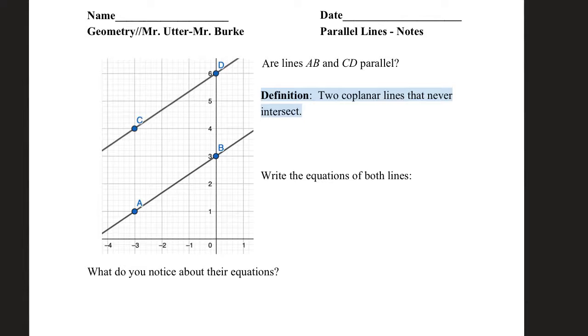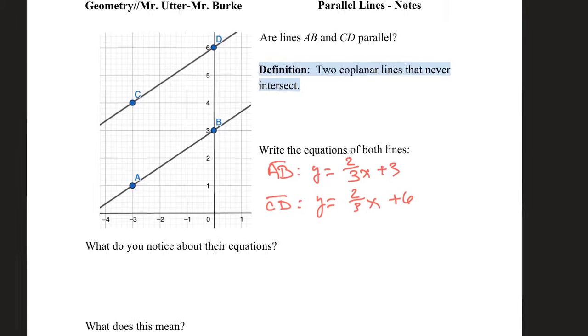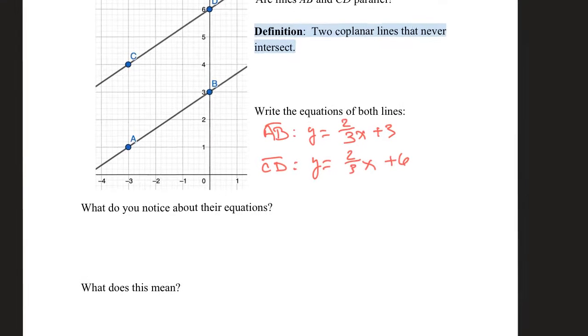Okay. Well, how do we find out if two lines are parallel to each other? Well, the first thing we need to do is write down their equations. So let's go ahead and do that. For AB here, I got y equals, we got a slope of up 2 to the right 3, so that's 2/3 x, and a y-intercept of 3. And for CD, we have y equals up 2 over 3, so again 2/3 x, and then a y-intercept of plus 6. And then the next thing it asks us is, what do you notice about these two equations?